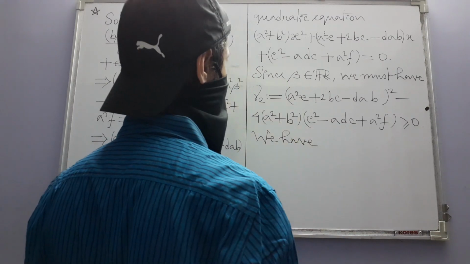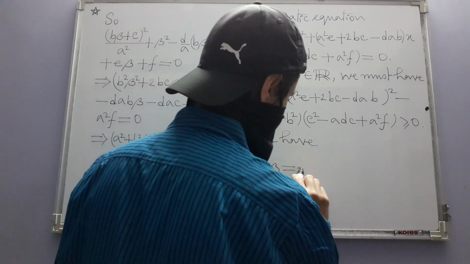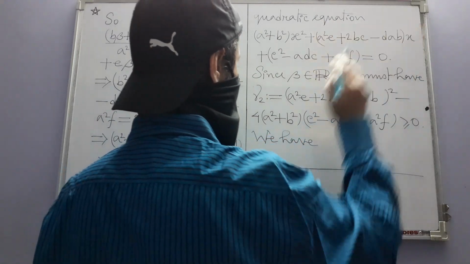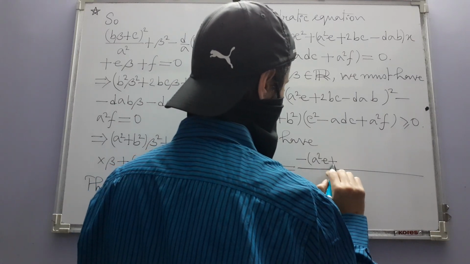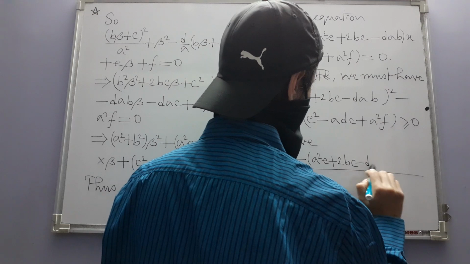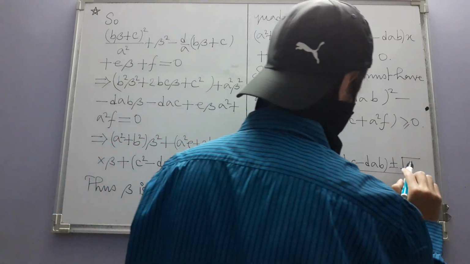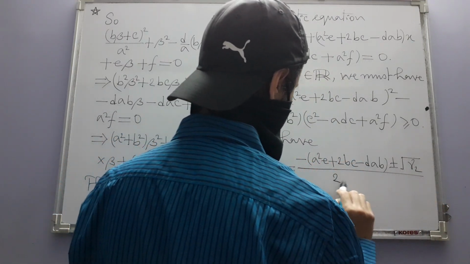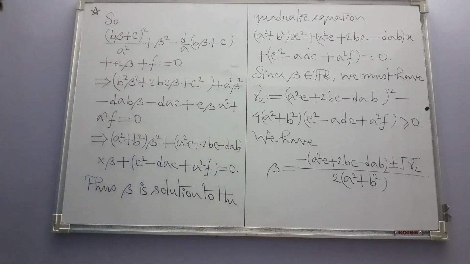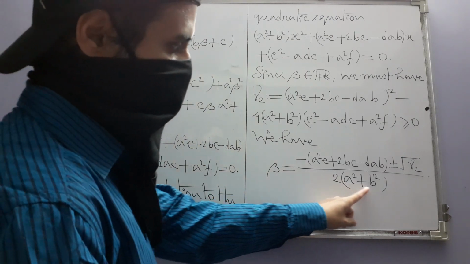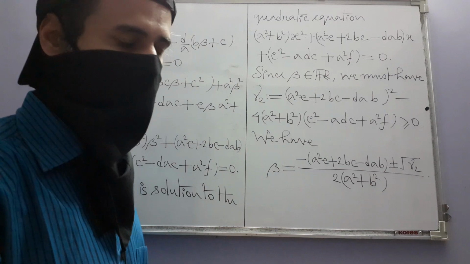So we have beta equal to, still it will be a little big because this itself is somewhat large, a square e plus 2bc minus dab plus or minus square root of gamma 2 divided by 2 times a square plus b square. Note that now because a is non-zero, this denominator cannot be 0 because it's a square plus b square. Even if b is 0, there is no problem.